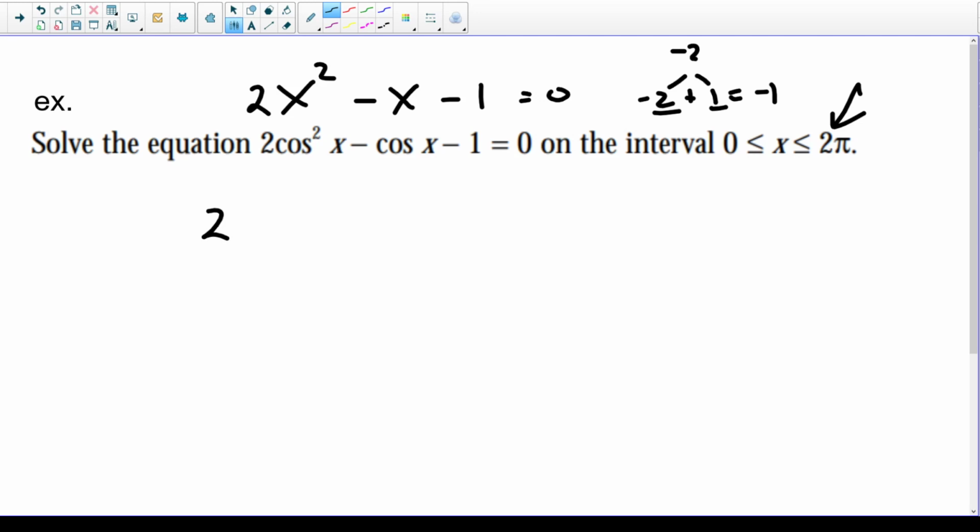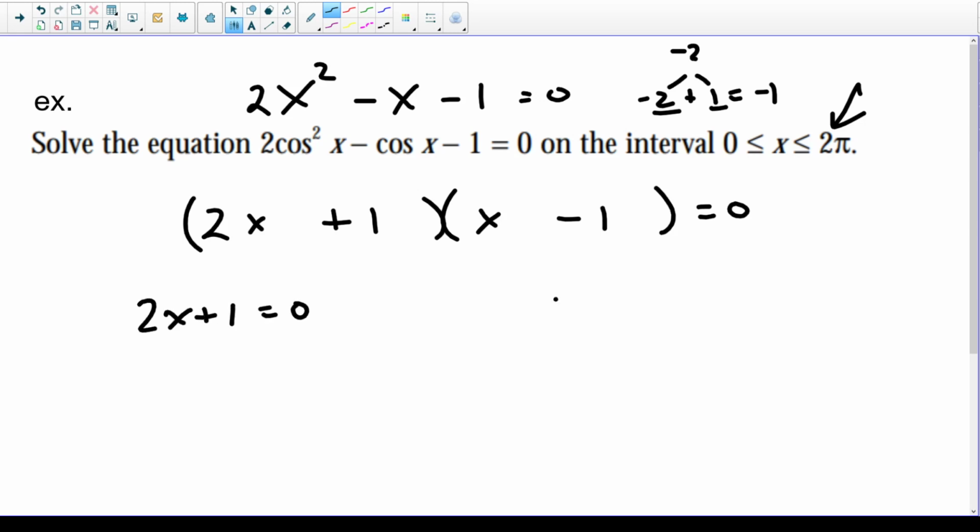So that would be 2x and x, and it would be 2 times minus 1 and 1 times 1. So this one's pretty easy to even factor. That would mean that 2x plus 1 equals 0, or x minus 1 equals 0. So if we treat this as a quadratic, we can do the quadratic part.